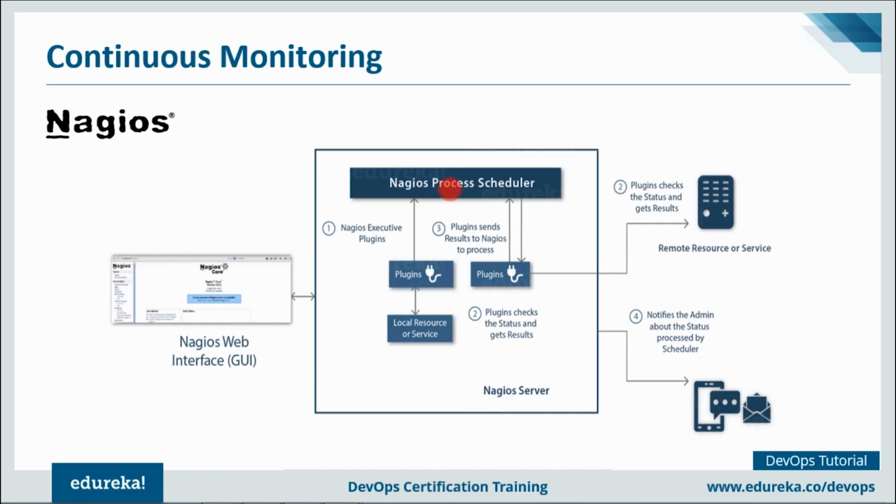So what happens actually in this diagram? Nagios server is running on a host and plugins interact with local or remote hosts, right? Now these plugins will send the information to the scheduler, which displays that in the GUI. That's what is happening, guys. So I believe we all are clear with Nagios.